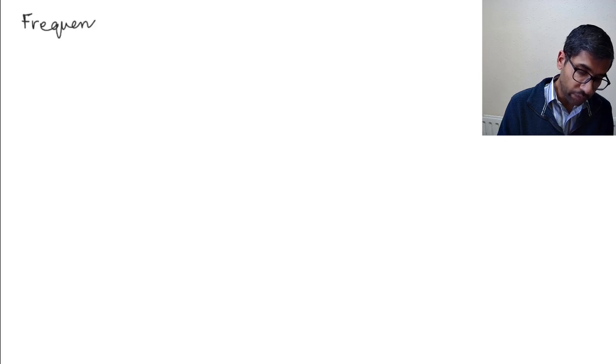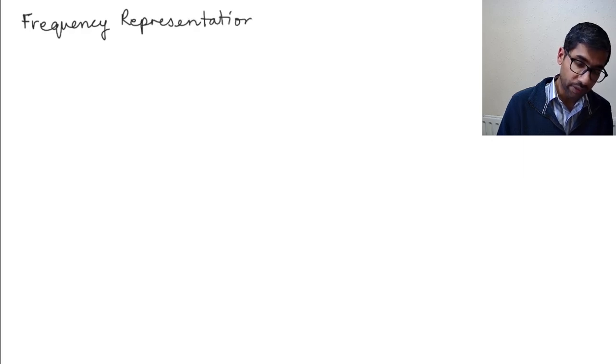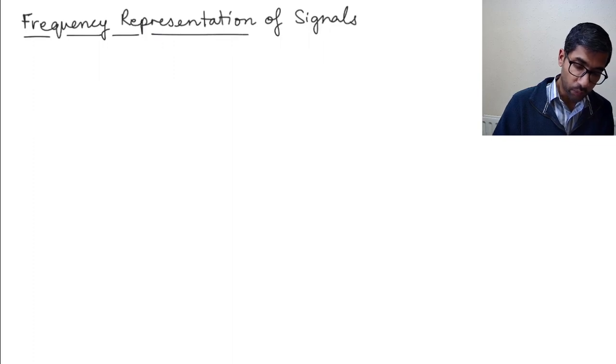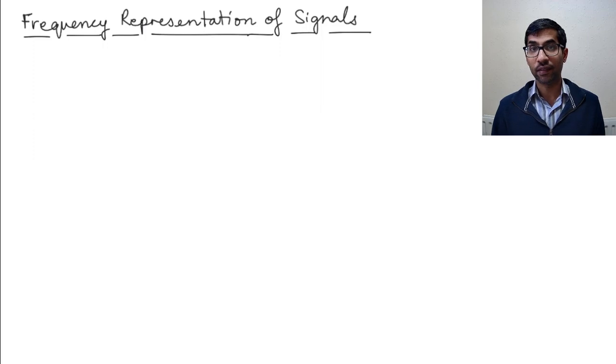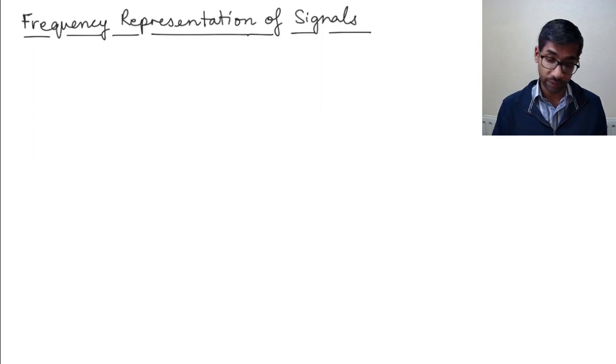So, frequency representation. Sometimes it's also called the frequency domain representation of signals. Now, one of the ways to think through it would be to think of a very, very simple signal. So let's take a sine wave, for example.